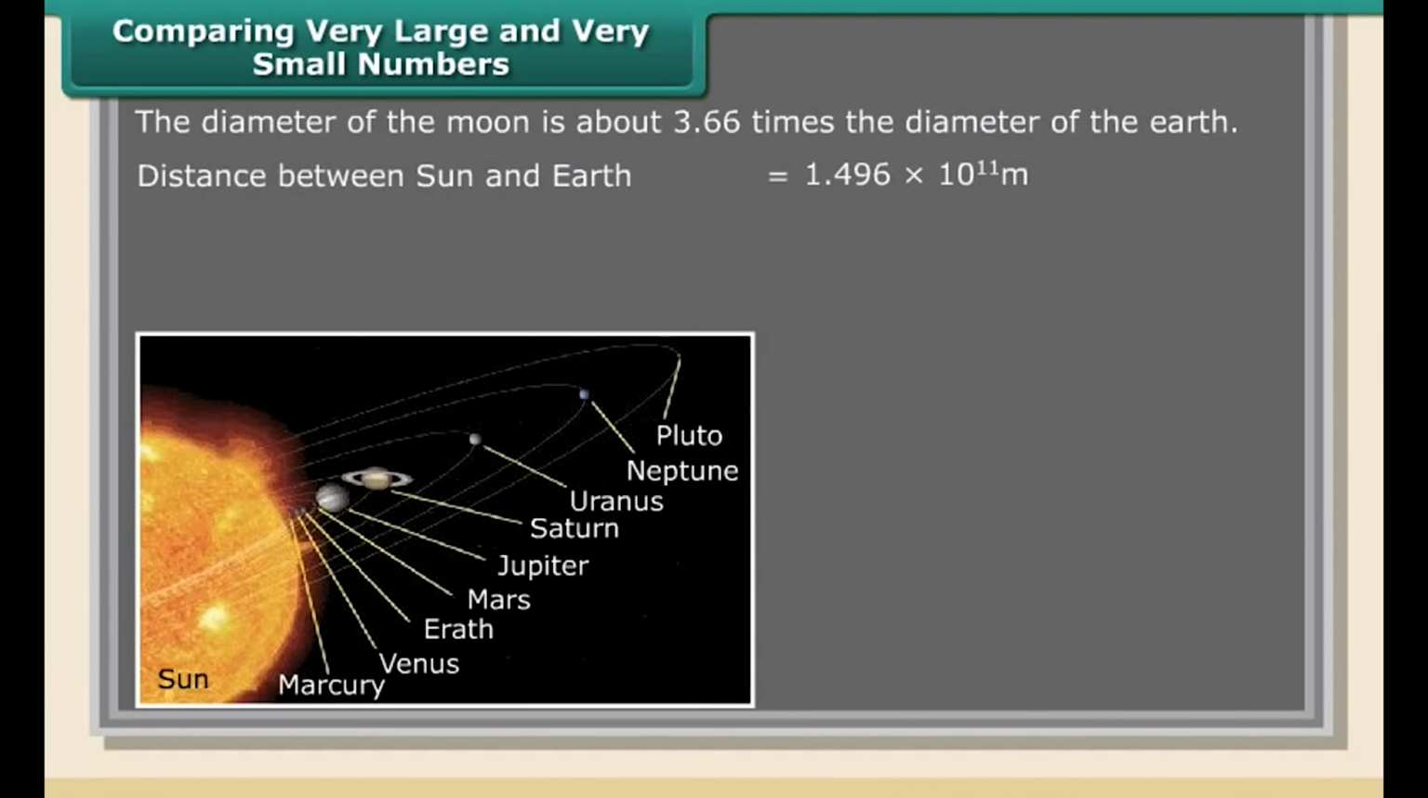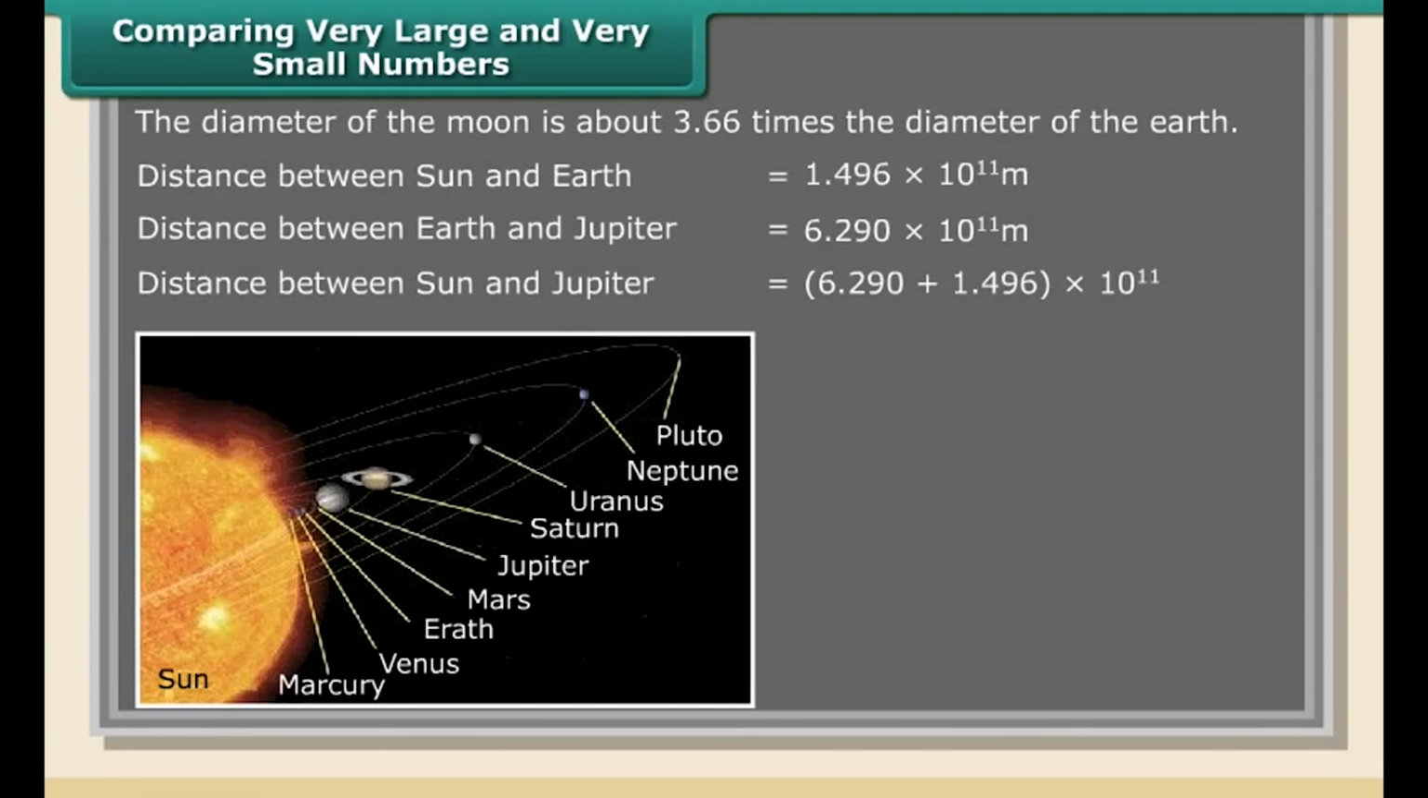Distance between Sun and Earth is 1.496 into 10 raised to the power 11. Distance between Earth and Jupiter is equal to 6.290 into 10 raised to the power 11 m. Distance between Sun and Jupiter is equal to 6.290 plus 1.496 into 10 raised to the power 11, which equals 7.786 into 10 raised to the power 11 m.